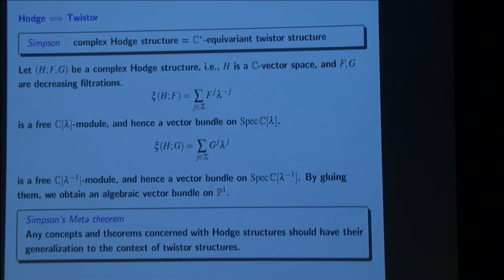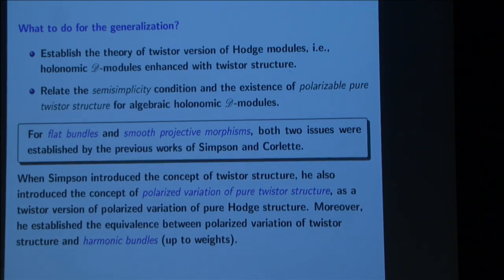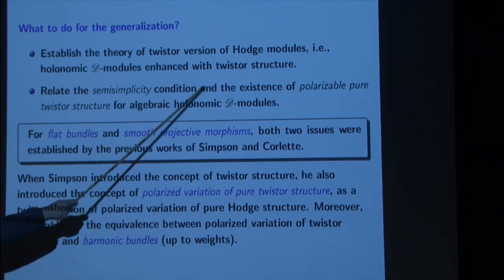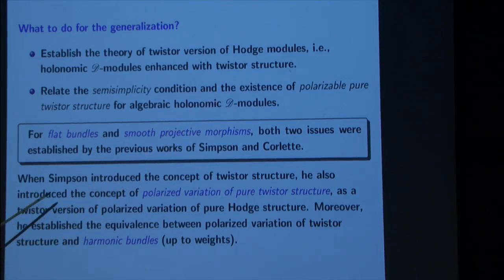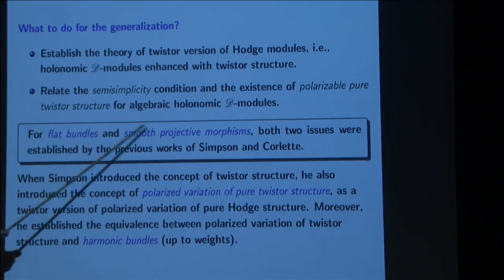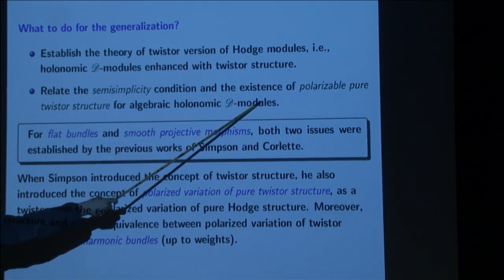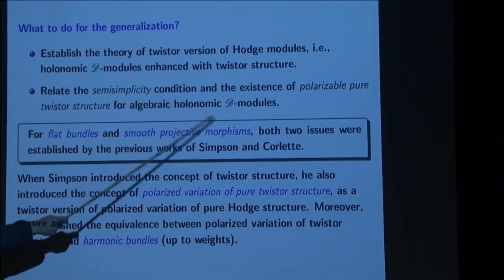Then, for the generalization of the decomposition theorem, we have two main issues. One is to establish the theory of twistor version of Hodge modules, which should be the theory of holonomic D modules enhanced with twistor structures. And we can expect the existence of such a theory according to Simpson's meta theorem. The other issue is to relate or characterize the semi-simplicity for algebraic holonomic D modules by the existence of polarizable pure twistor structure on the algebraic holonomic D modules.